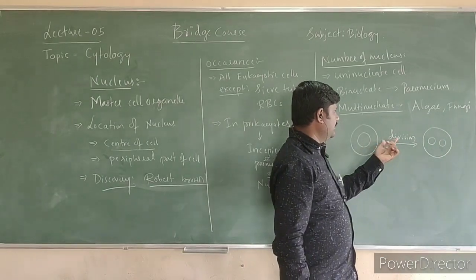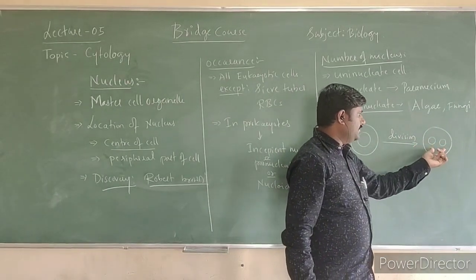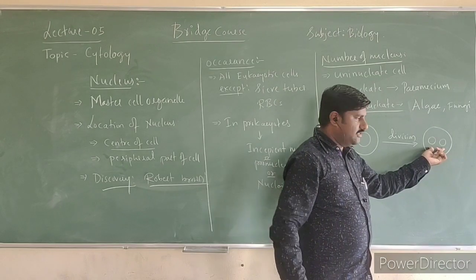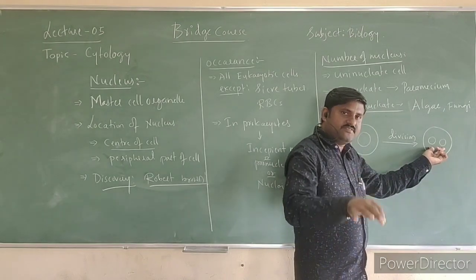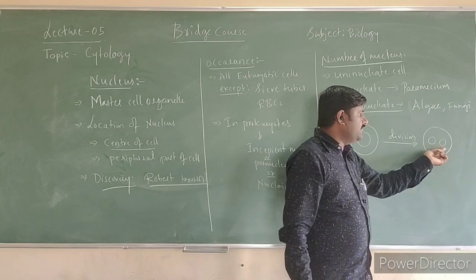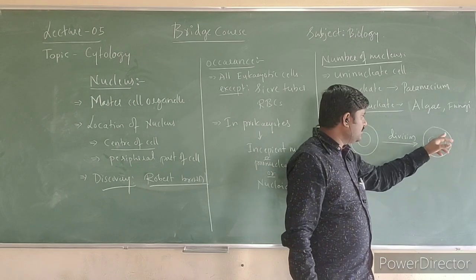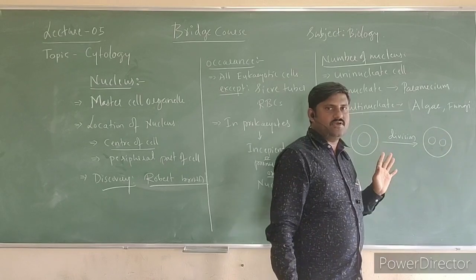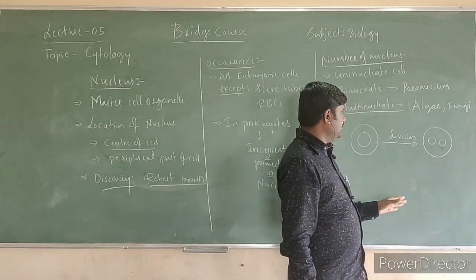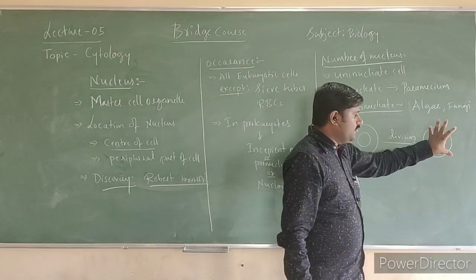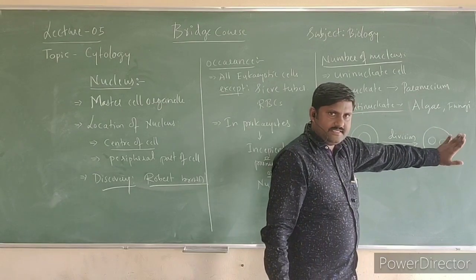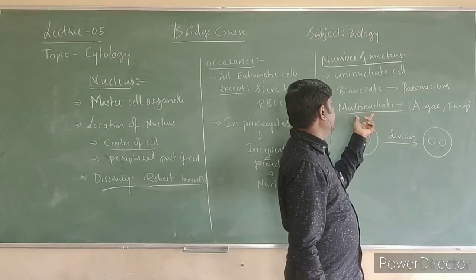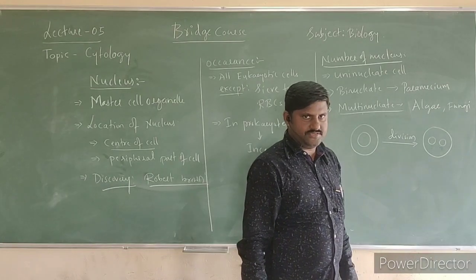Means a single cell, when it undergoes division, at that moment nuclear division takes place first. That's why the nucleus divides, but not the cytoplasm, right? Cytoplasmic division doesn't occur. So for that reason, so many nuclei are formed in a single cell. So right, this is the multinucleate condition.